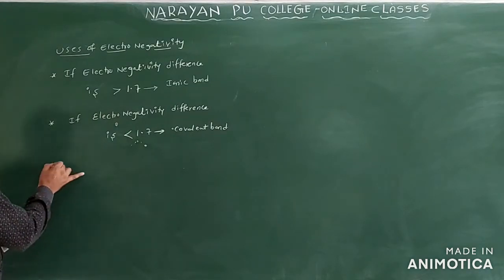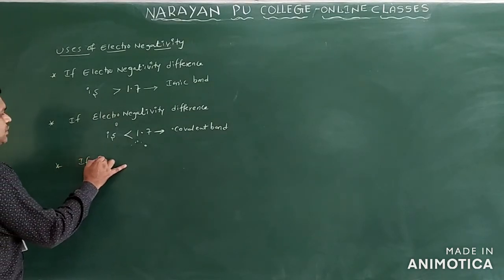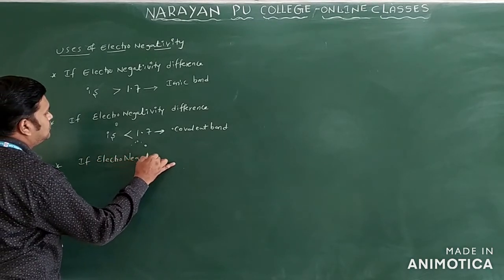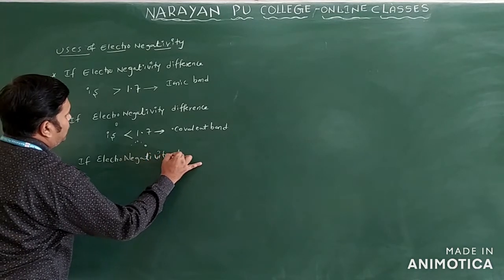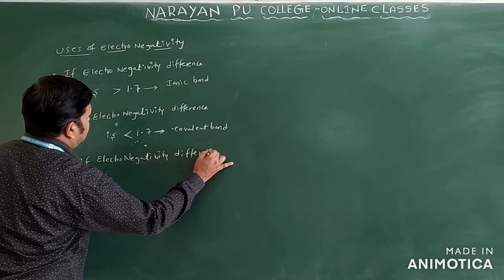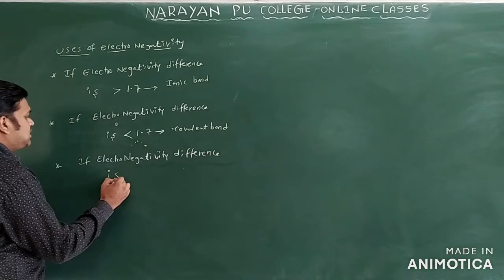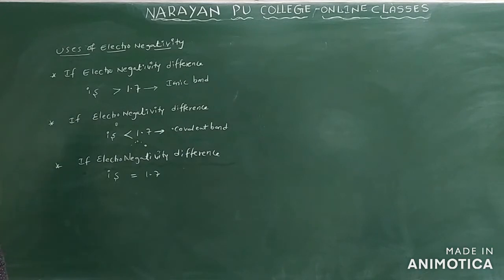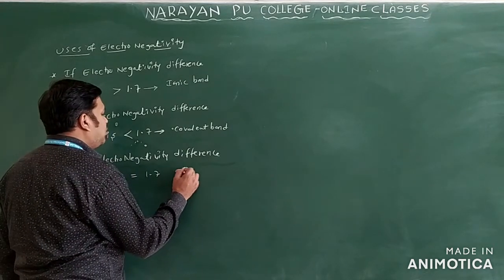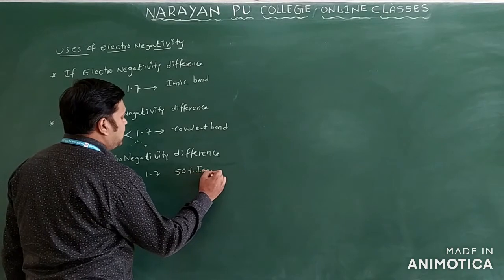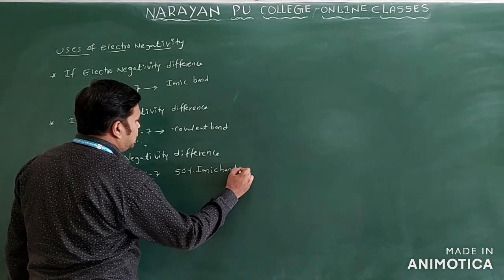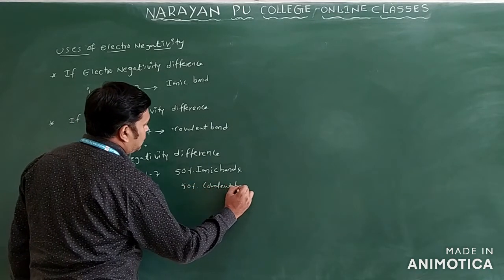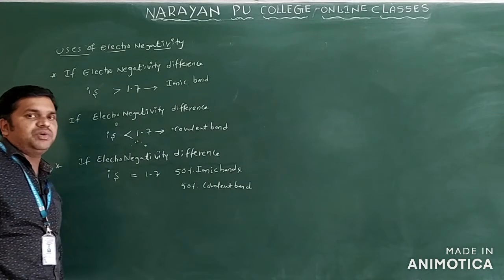And one more we have: if the electronegativity difference is equal to 1.7, then the bond may be 50% ionic bond and 50% covalent bond.